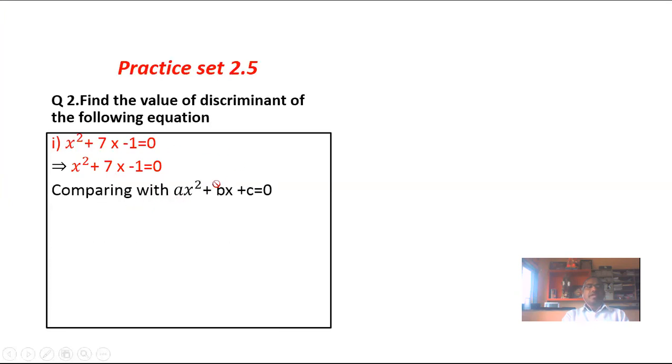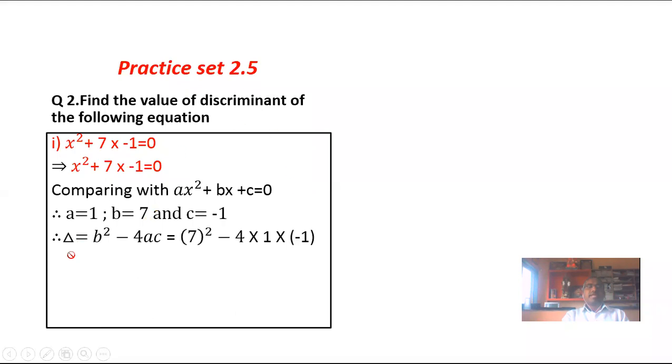Comparing with ax square plus bx plus c is equal to 0, this is the general form of the quadratic equation. Comparing with x square plus 7x minus 1 is equal to 0, therefore, a is equal to 1, b is equal to 7, and c is equal to minus 1. The value of discriminant is delta. The value of delta is equal to b square minus 4ac.